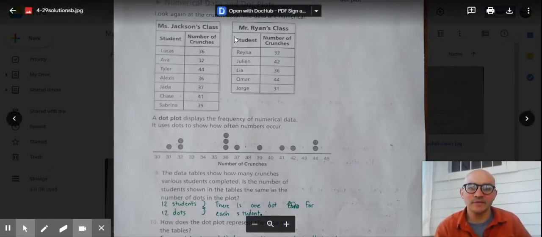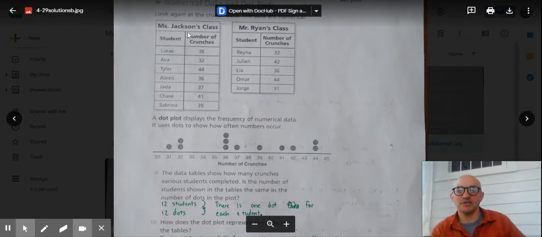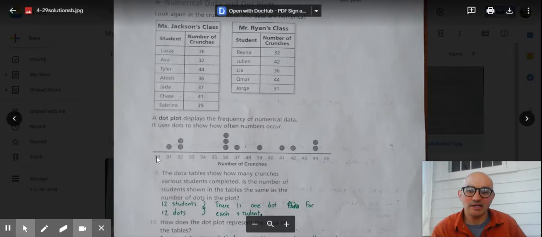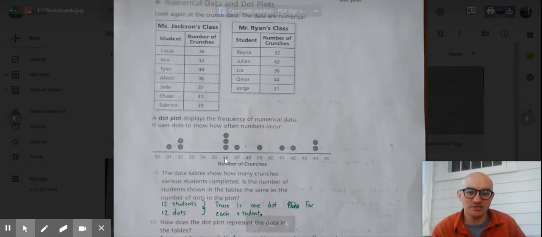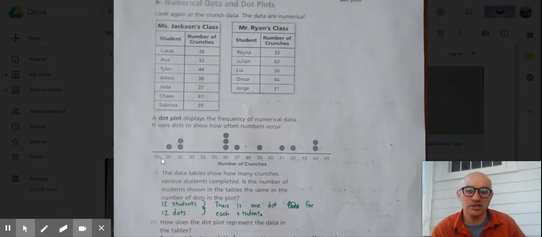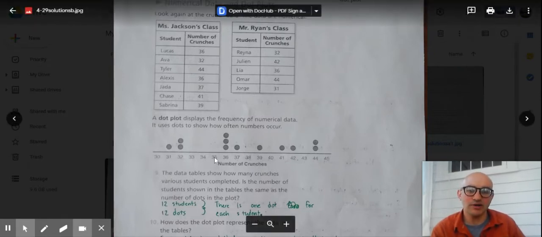What we're going to be asked to do is compare this data from Miss Jackson's class to this data from Mr. Ryan's class. And if you notice, same data collected. We're checking how many crunches each student could do. Mr. Ryan's class, the dot plot here shows us this data graphed out on this plot. On the bottom, this is just a simple number line. We're dealing today only with whole numbers, so we're starting at number 30 and going to 45.